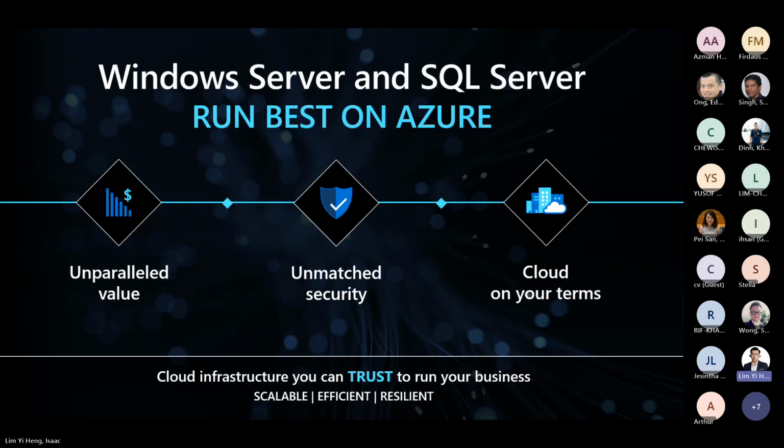So without further ado, I'm going to introduce and explain why Windows Server and SQL Server run best on Azure. And these will be the 3 key pillars and 3 factors why they run best on Azure: unparalleled value, unmatched security, and also cloud on your terms. And on the next slide, I'm going to give an overview of these 3 key pillars.